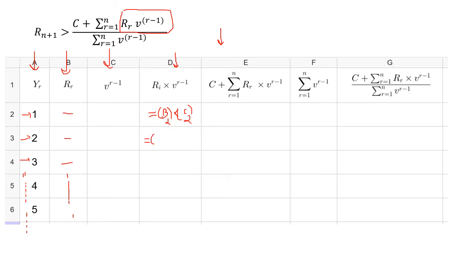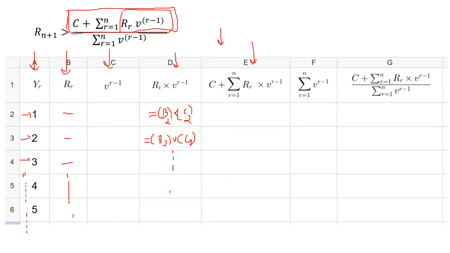Similarly, this will be B3 times C3, and so on. Then in column E, we are going to calculate this sum in the numerator.